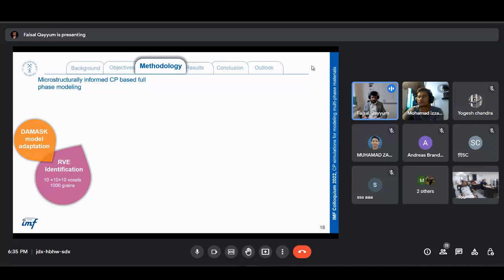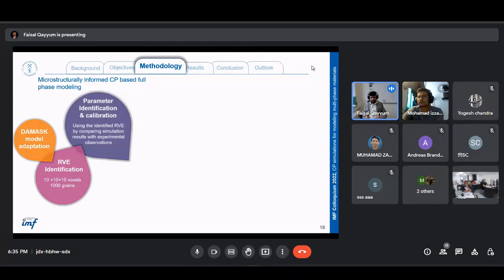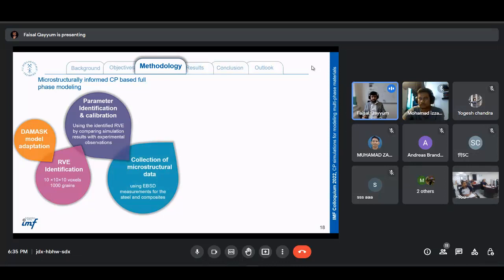So in the beginning, we adopt a DAMASK model. We use a small RVE to do the parametric identification and calibration. This is something which, if you're interested, we can discuss later, but it is generally about how the parameters which we talked about, the fitting parameters or the critical shear stress and so on, can be identified for each material. We do that here, and then we collect the microstructural data. It can be from literature, from EBSD measurements, from XRD measurements and so on. So we want to know the overall microstructure of the material we are trying to model.